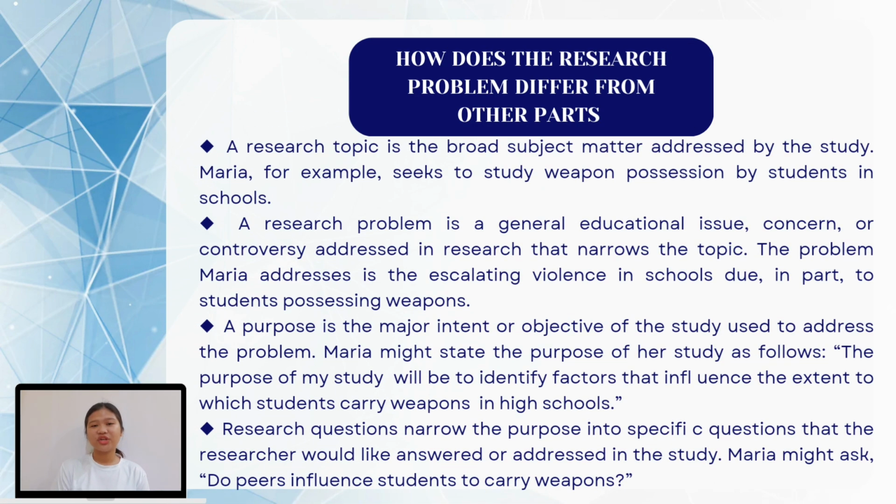So how does a research problem differ from other parts? The research problem is like the blueprint. It tells you what you're building and why. Here's how it's different from other parts. You can see it on the slide as I presented here. So in simple terms, the research problem is the big picture. It sets the stage for everything else. It tells researchers what they are trying to achieve and why it matters.